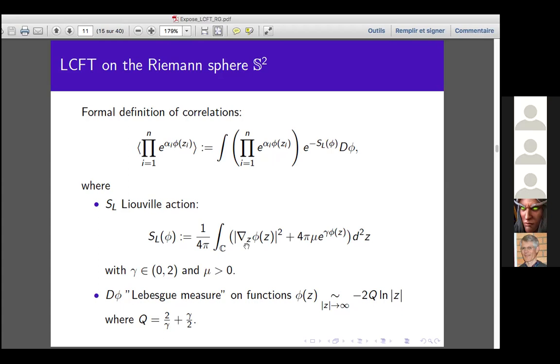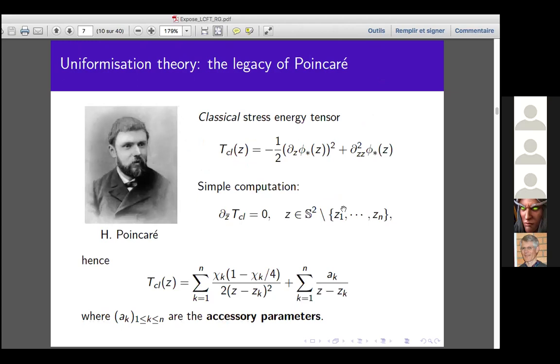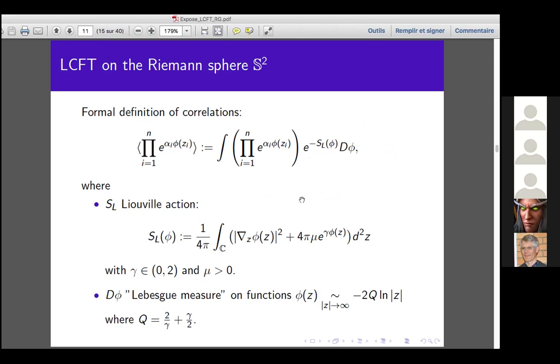And you see why this is the quantum version of the equation I showed in the first slide: if you want to minimize your action, the minimum is going to satisfy the Laplacian of phi equals exponential phi. That's why it's a quantum version. If you take the minimum, you get what is called the classical solution. Then you use this action in a Gibbs way to construct a path integral, just like in quantum mechanics with the Feynman path integral, where you use an action whose minimum describes the way a classical particle will move in a potential.